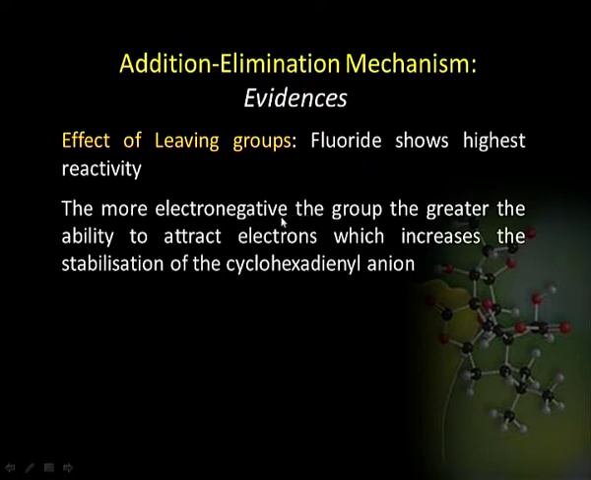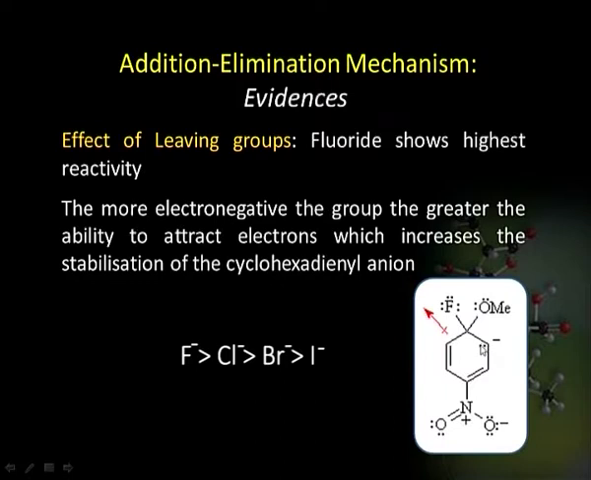It's because the more electronegative the group, the greater is the ability to attract electrons, which increases the stabilization of the cyclohexadienyl anion. And as you can see here, the more electronegative group will be able to share this negative charge and hence lead to the stabilization, and therefore, the order of reactivity in case of aryl halides is that aryl fluoride is most reactive, whereas aryl iodide is the least reactive.